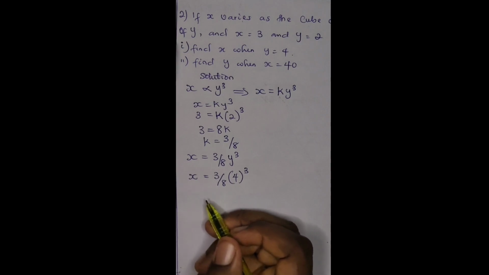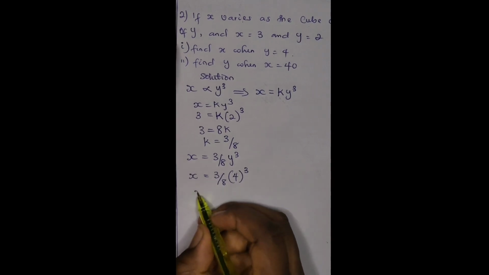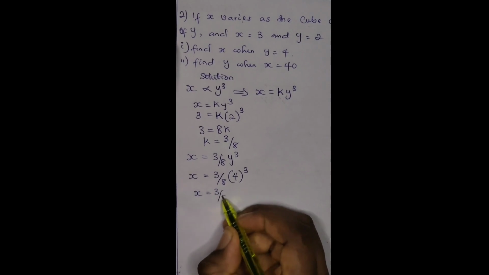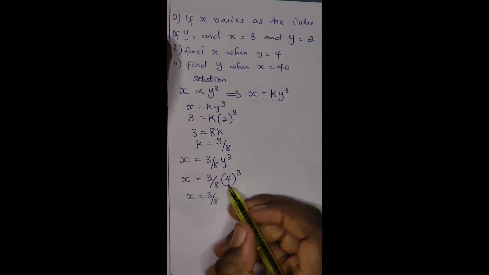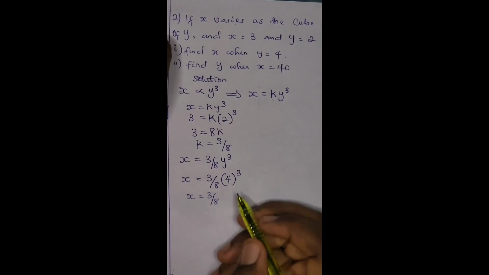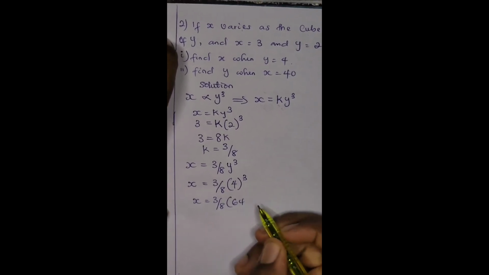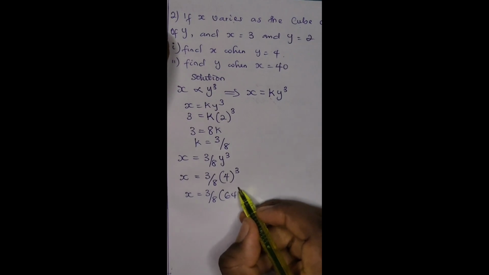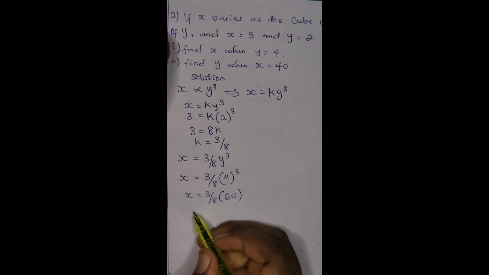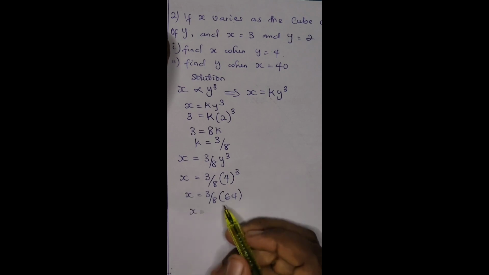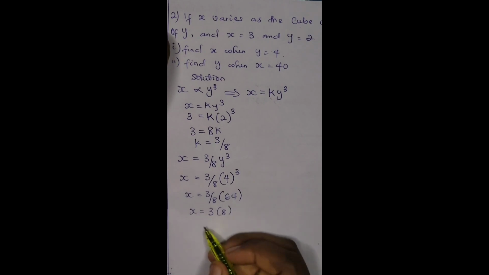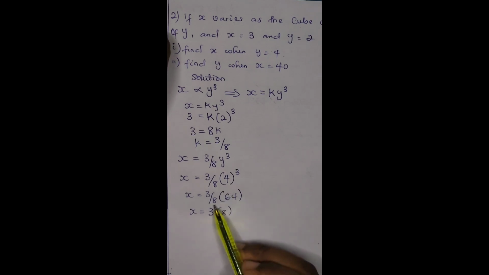This will then give us x equal to 3 over 8, and 4 raised to power 3 is 64. So this will give us x equal to 3 times 8. Yes, the 64 going into 8 will give us 8. So 3 times 8 is what? 24.